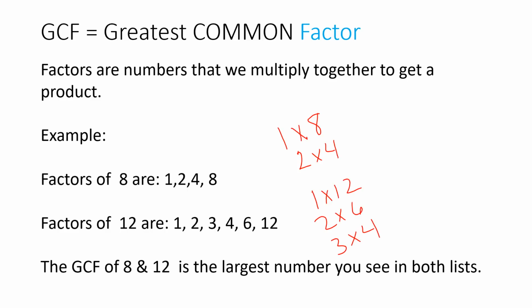The GCF of 8 and 12 would be the largest number you see in both lists. The numbers that I see in both lists are 1, 2, and 4. So 8 and 12 have 3 factors in common, but the greatest common factor is 4. So the GCF is equal to 4.